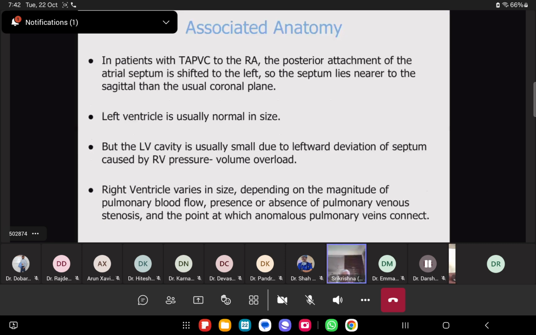The left ventricle is usually normal in size, but the LV cavity is usually small due to leftward deviation of the septum, which is caused by the RV pressure and volume overload. The right ventricle varies in size depending on the magnitude of the pulmonary blood flow, the presence or absence of pulmonary venous stenosis and obstruction, and the point at which the anomalous pulmonary veins connect.